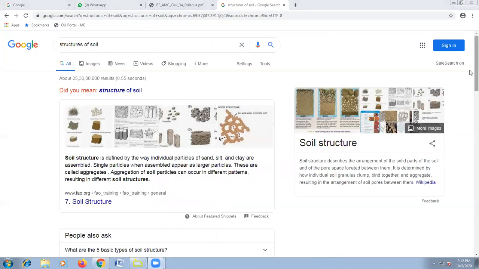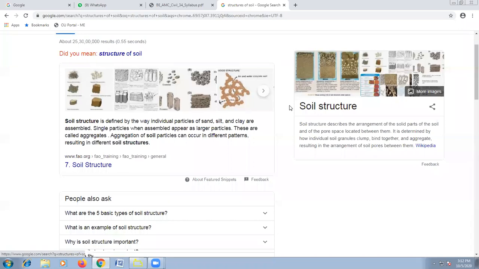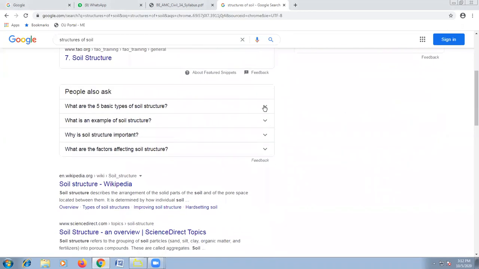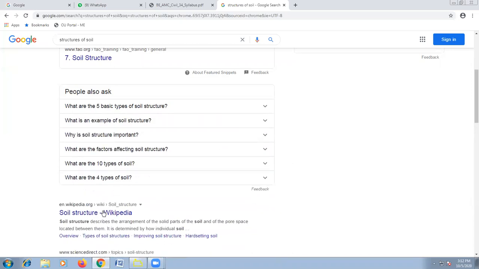Soil structure is defined as the way individual particles of sand, silt, clay, etc. are assembled. These are also called aggregates, when single particles appear as large particles. In your future classes you would be learning more about aggregates, namely two types, coarse aggregates and fine aggregates. Now let us see more about the soil structure.